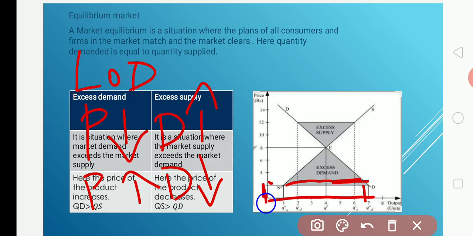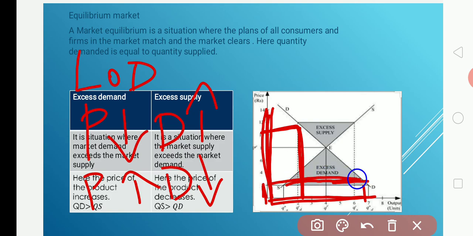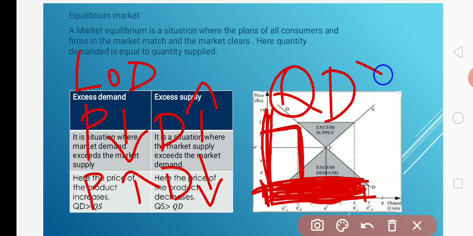That means when the price is less, the demand was high. And look at the price here, when the price is 14, the demand is only Q2. So when the price is high, the demand is less. So this will lead to the excess demand. This portion is indicating the excess demand. When the price of goods is lesser, the demand is more. Therefore we represent that as QD is greater than QS, right?